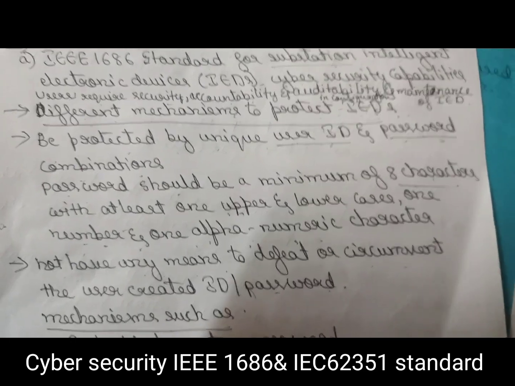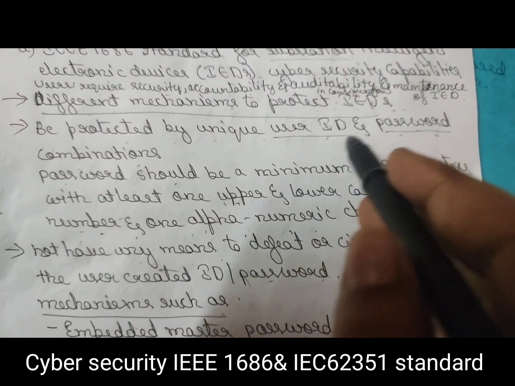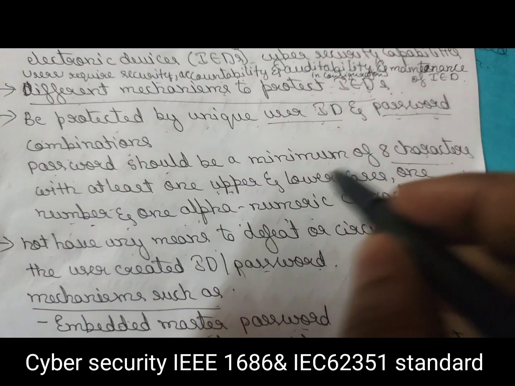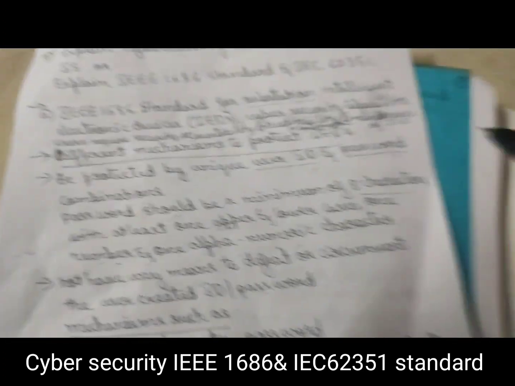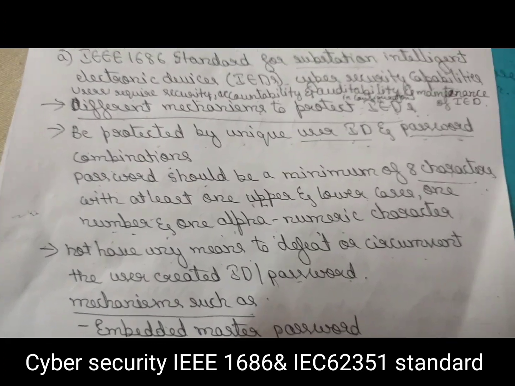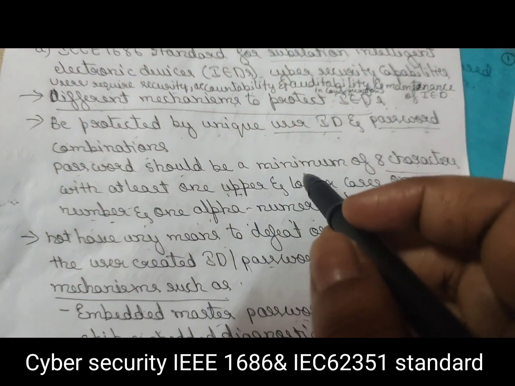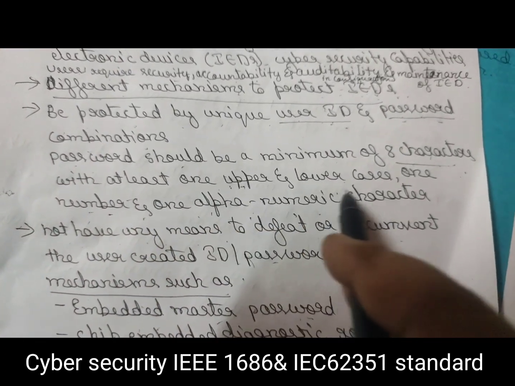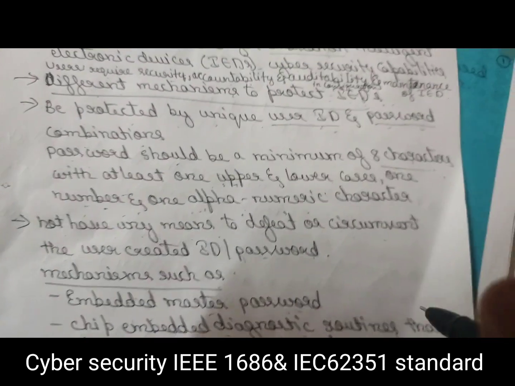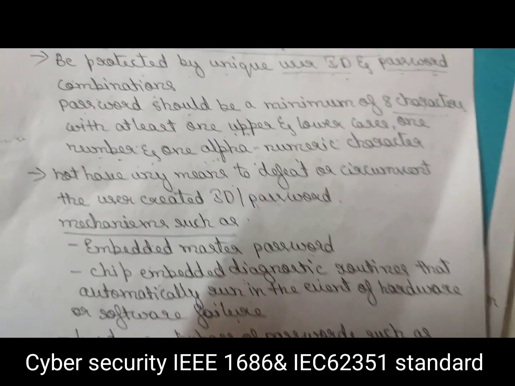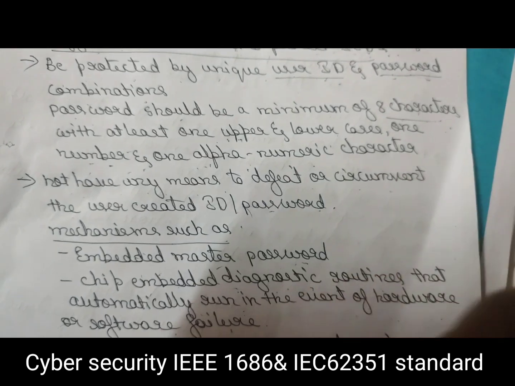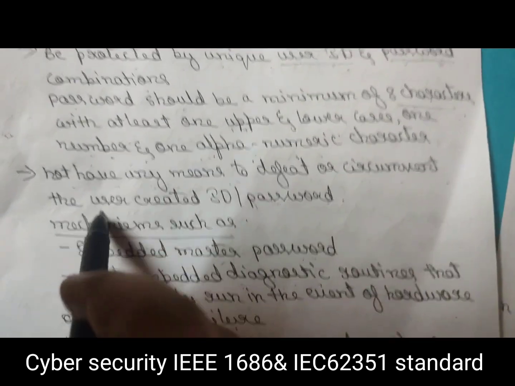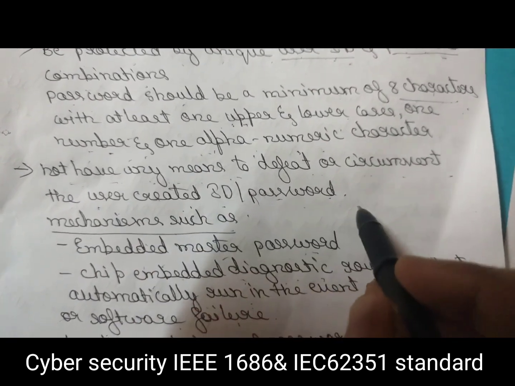First, we should have a user ID and password, and the password should have a minimum of 8 characters, like what we usually do for an email ID or a Facebook account. It should have minimum 8 characters with at least one uppercase and lowercase letter, one number and one alphanumeric character, so that the password cannot be hacked. There should not be any means to defeat or circumvent the user-created ID or password.